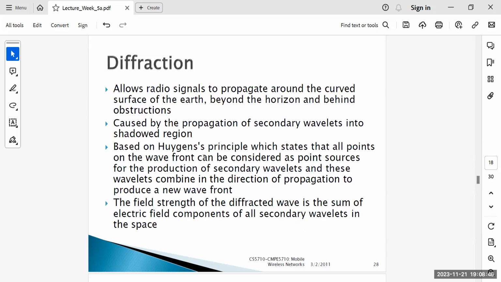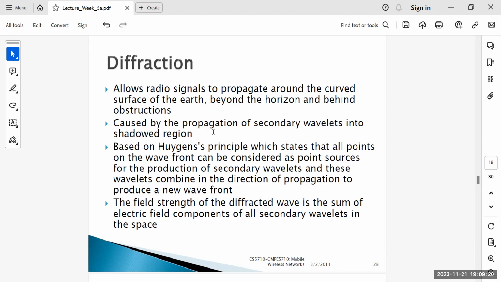Next is diffraction. Diffraction allows radio signals to propagate around the curved surface of the Earth, beyond the horizon, and behind obstructions. As we see in our daily lives, a lot of construction is going on around. Obviously these are buildings. Building material is not something that allows the electrical signal to pass through it. So obviously we come across all these phenomena of reflection, diffraction, and scattering.